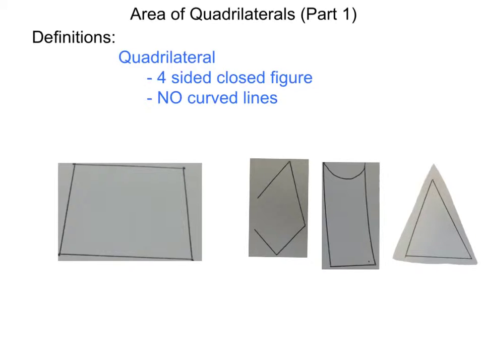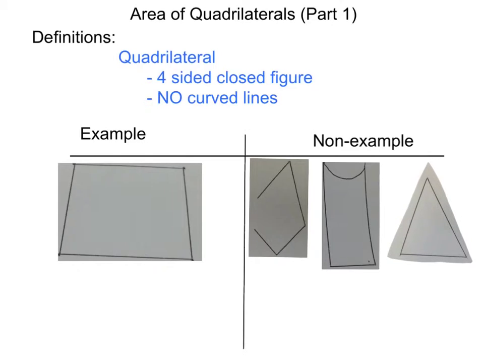Well, our first example of a quadrilateral is, as shown, a four-sided figure, it's closed, and it has no curved lines. In our first non-example of a quadrilateral, we have four sides. However, it is not a closed figure, so that's not a quadrilateral. In our second non-example, we have three full sides and that curved line, which makes that not a quadrilateral. Next, our triangle here is a three-sided figure, it's closed, it has no curved lines, but it's only three sides.